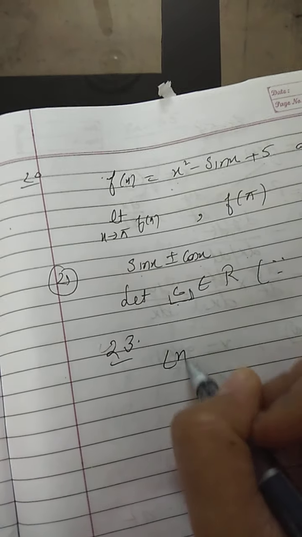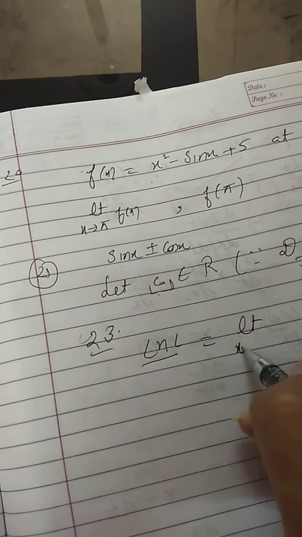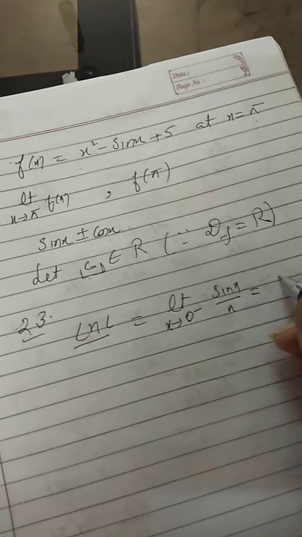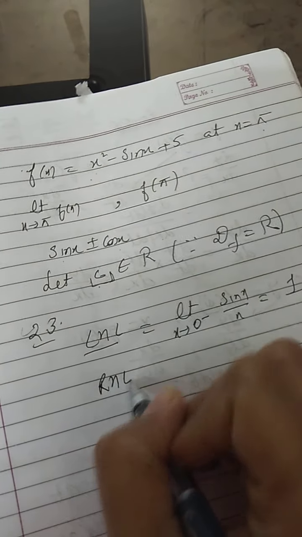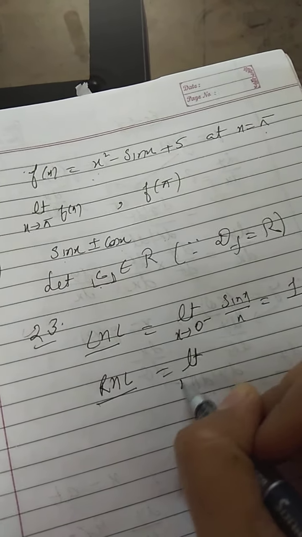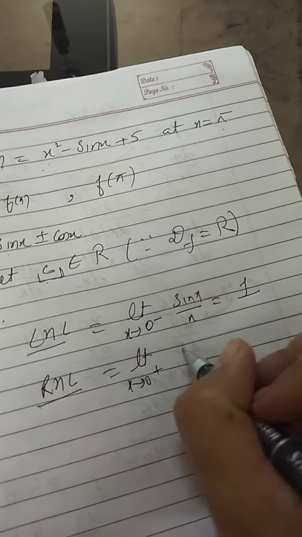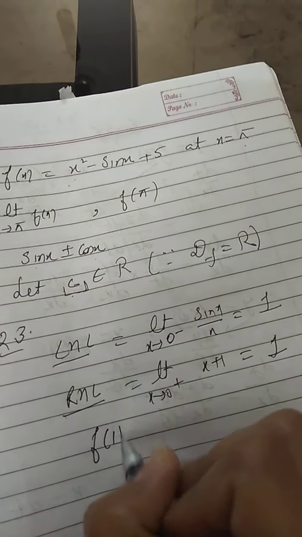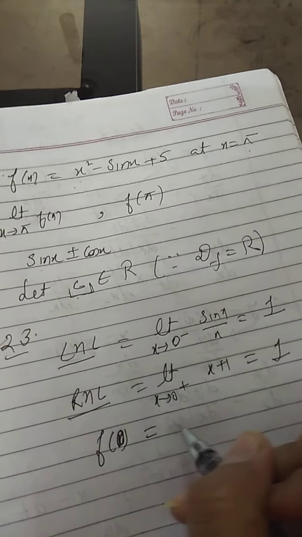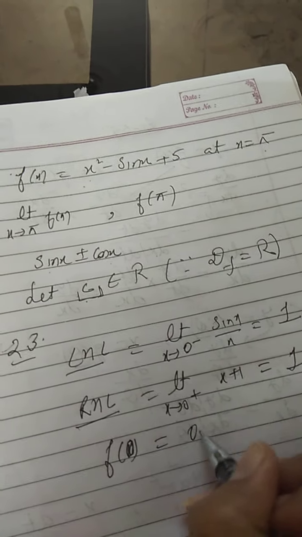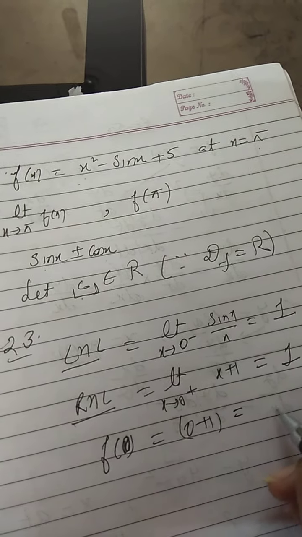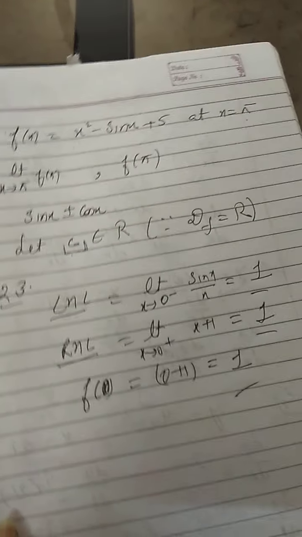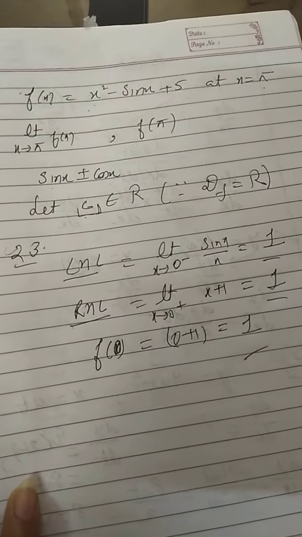So in sum number 23, when we do LHL, it will be limit x approaches to 0 from left, and the function is sin x upon x, and the answer will be 1. And when you find RHL, it is limit x approaches to 0 from right, and the function is x plus 1, so this will also be 1. As well, when I find the value of the function f of 0, that is also 0 plus 1, because the equality sign is with the second function, so this is also 1. So 1, 1 and 1. So once again, in sum number 23 also, you will say the function is continuous.